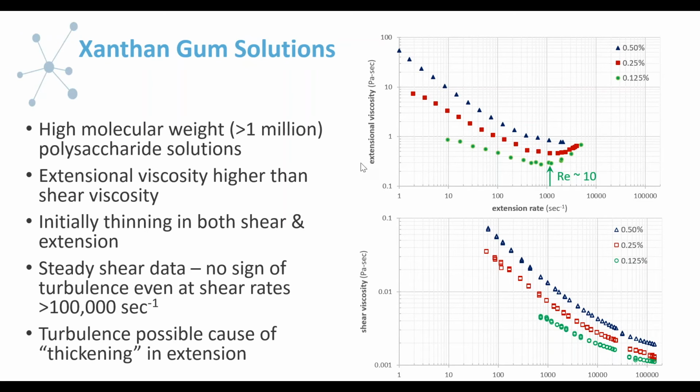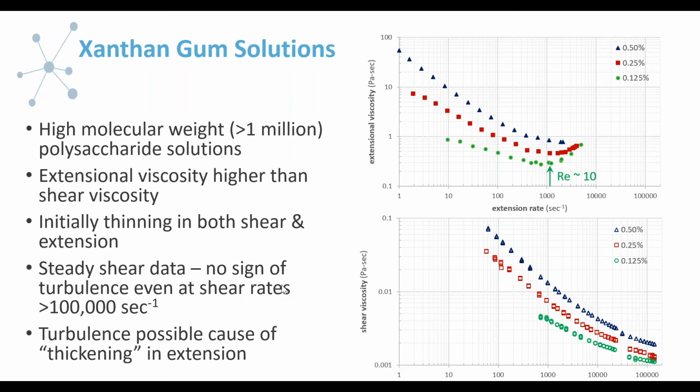Now, the first thing to notice is that the extensional viscosity is higher than shear viscosity, and this is generally true. The stress response to an extensional flow is higher than a shear flow in many systems, most systems. And you can see that for both cases, there is shear thinning initially under both steady shear and extension. We were able to go to much higher rates for the steady shear, in excess of 100,000 inverse seconds.